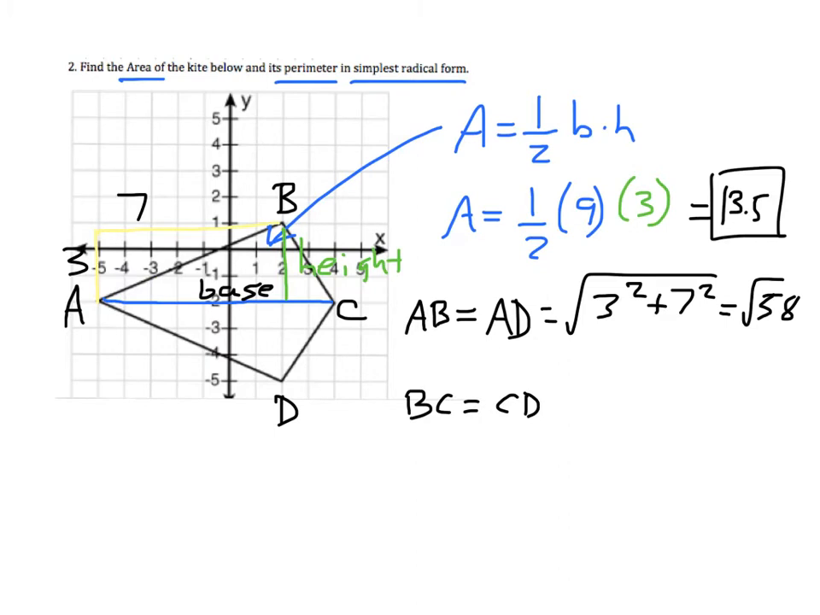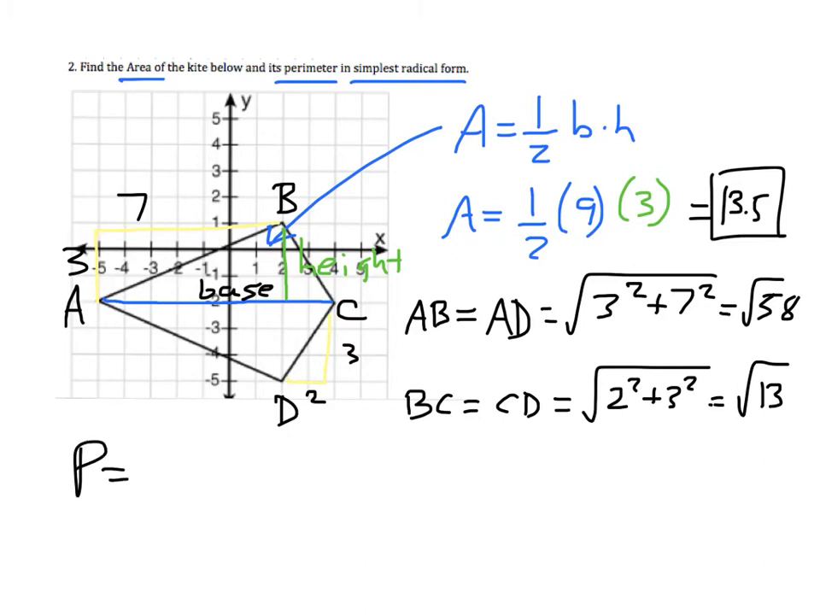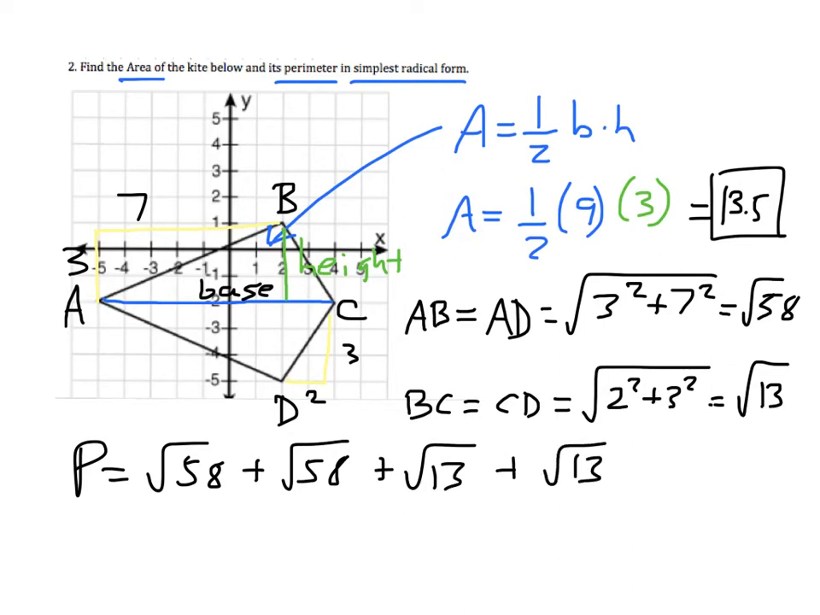For BC, it's the same thing as CD, and I can use the Pythagorean theorem there using the numbers 2 and 3. So I'll end up getting 2 squared plus 3 squared, which is 4 and 9, which gives me a total of radical 13. So the perimeter would be equal to radical 58 plus another radical 58 plus a radical 13 plus another radical 13.